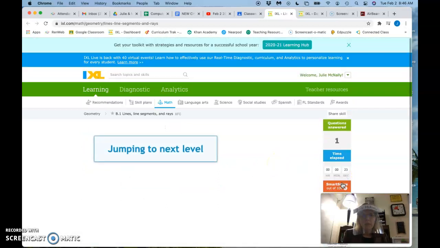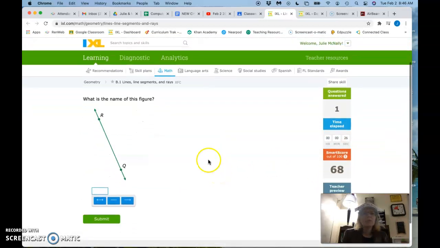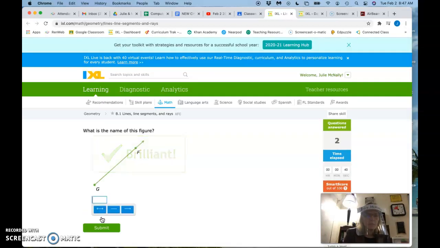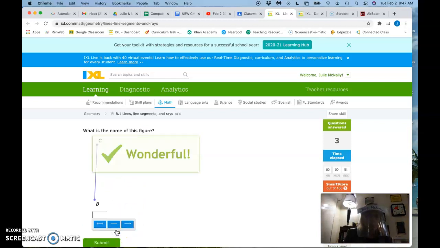Let's jump to another level, because then they start asking you to name this figure. I see that it has arrows on both ends, so I'm going to match that line. Then I'm just going to write the letters on the line to name the line, RQ. This one is a ray because it has a point at one end but an arrow at the other. Ray GF. This would be a line segment, which is this one in the middle. Line segment BC.